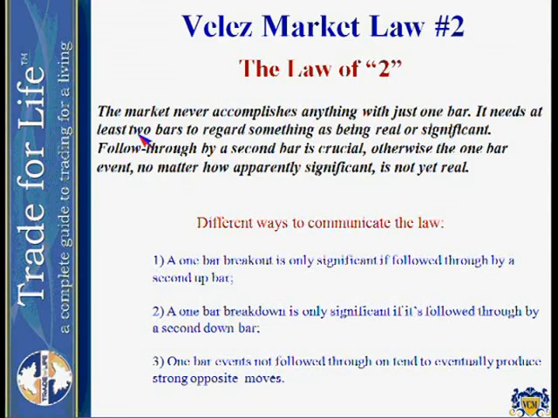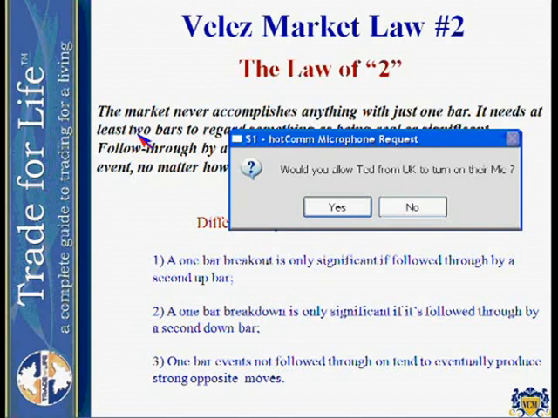A break is not real unless it's a 2-bar break. A violation is not a violation unless it's a 2-bar violation. The market does not accomplish anything with just 1 bar. It needs 2 bars to make something real. 1 bar's a lean. 1 bar's a phony. 1 bar's a fake. 2 bars is the real thing.